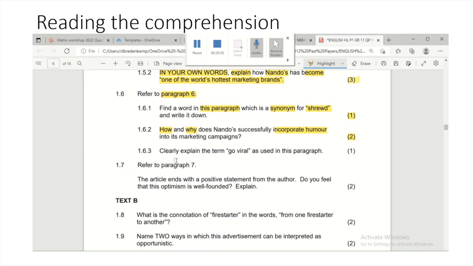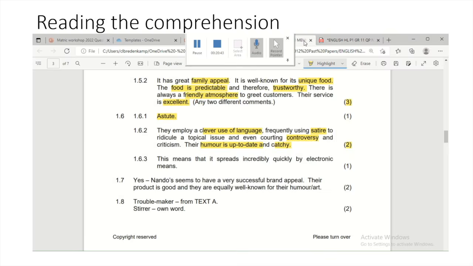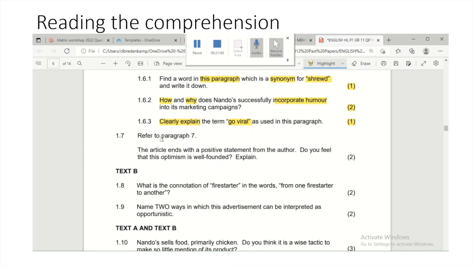Then 1.6.3, clearly explain the term go viral as used in this paragraph. So you need to clearly explain, it just means to explain, the term go viral for 1 mark. It means to spread incredibly quickly by electronic means, something on social media. You would answer this question very differently than what is here in the memo now in 2014, nearly 10 years ago.